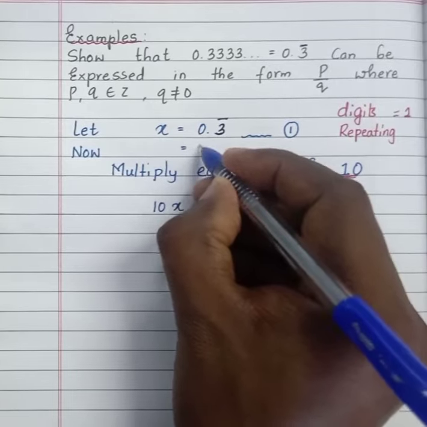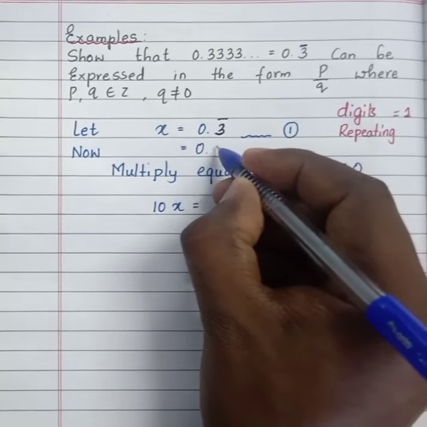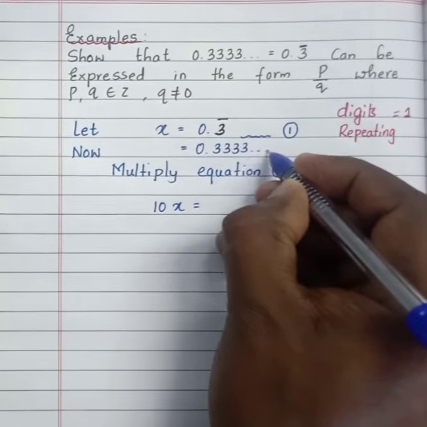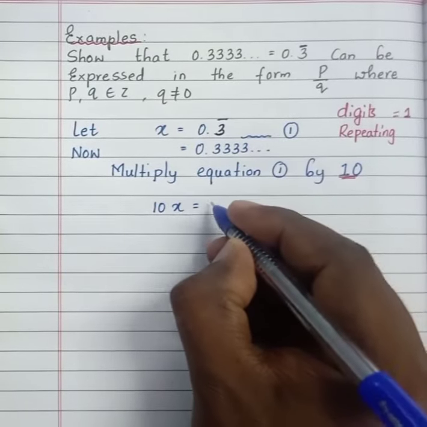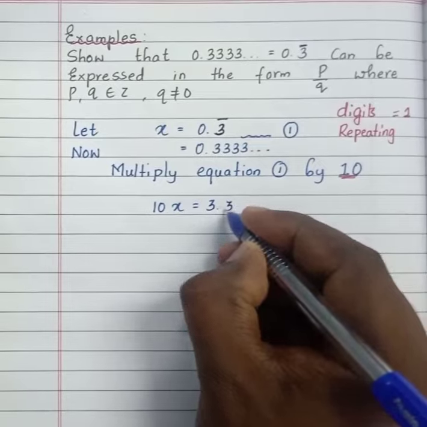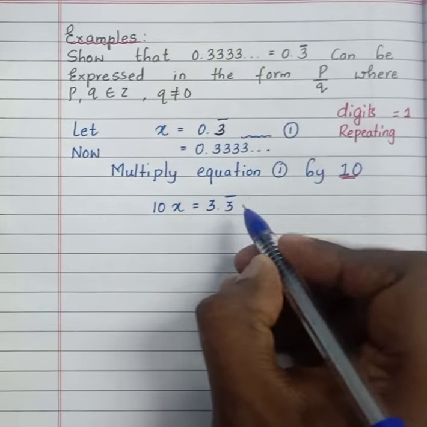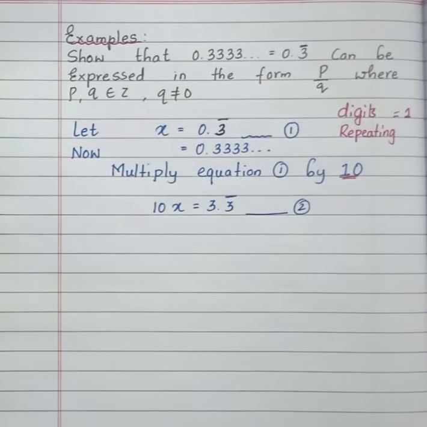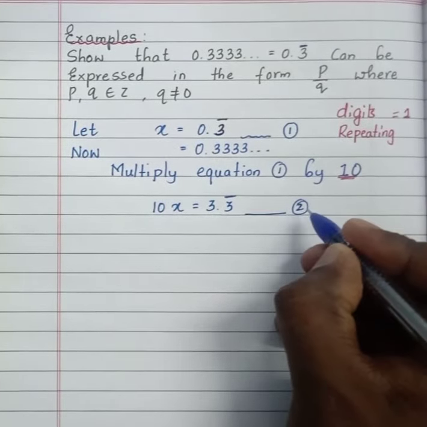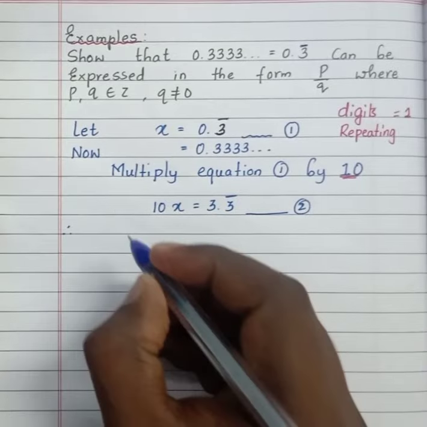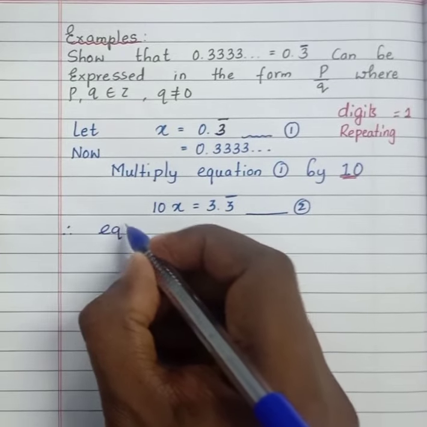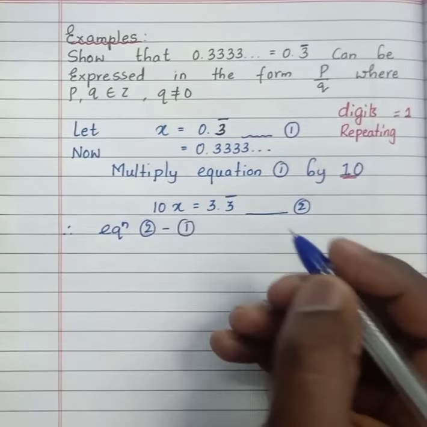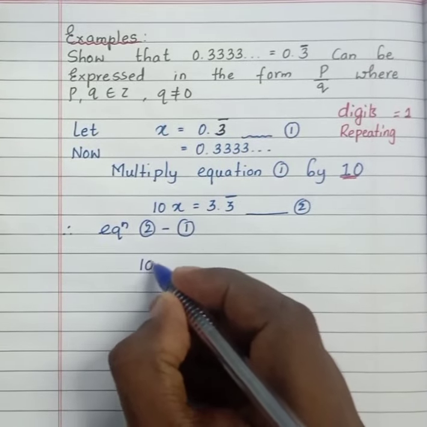Therefore, 10 into x is 10x. Now, 0.3 recurring can be written as 0.333, and the list will go on. Now, one decimal point will be moved because I am multiplying by 10. It becomes 3.3 recurring. I will take this as equation 2. Now, subtract equation 2 minus equation 1.